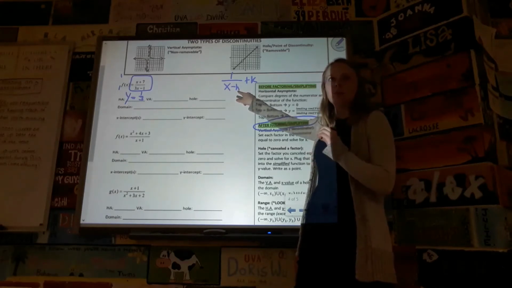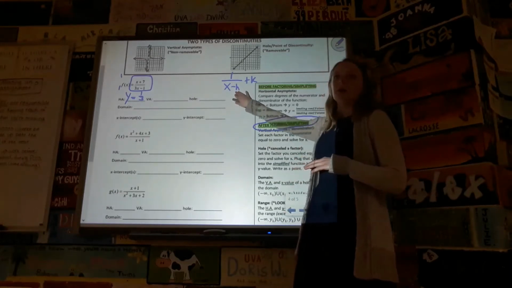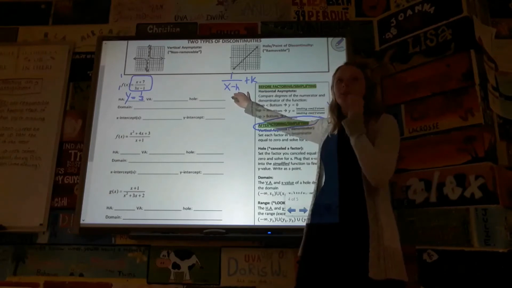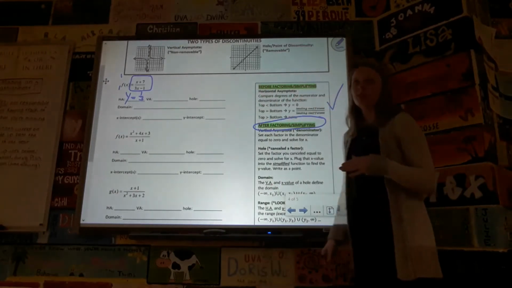Can you divide by 0? No? That's why a vertical asymptote exists, because it tells you what x value in the denominator would make you divide by 0, which is not possible. That idea carries on to this lesson.